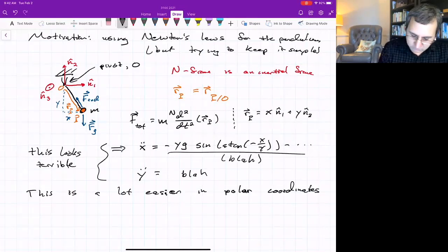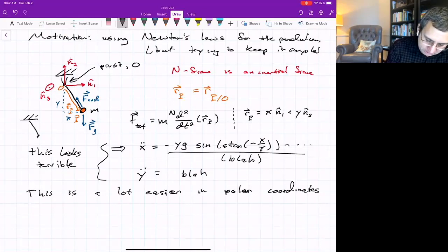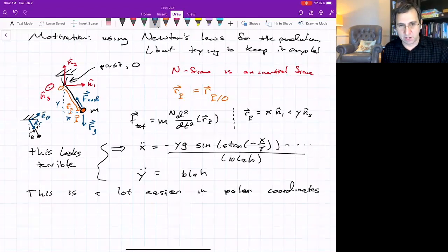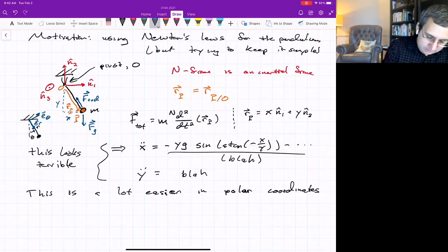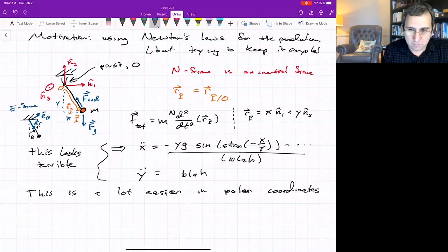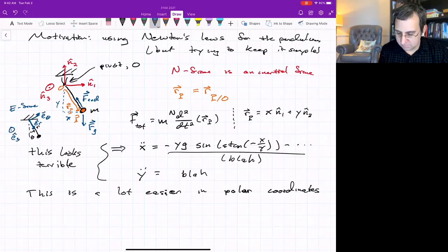So what do we mean by polar coordinates here? Well, in this particular case, let me just do another sketch of the pendulum. We would write maybe theta and R, which implies that there's some polar frame, E_R, E_theta, that we're using. And this frame rotates with respect to the inertial frame. So in this rotating E frame would be what we use. And for good measure, E3 coming out of the screen is going to complete the right-handed coordinate system.